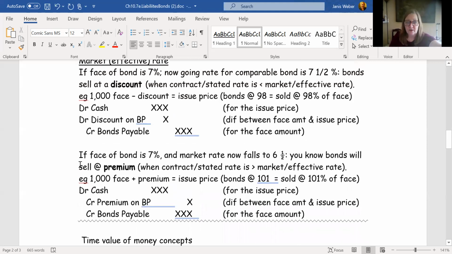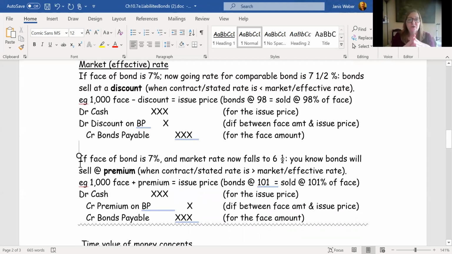Here's one other thing we didn't talk about as I was going through here. When you are selling a bond for a premium or a discount, you might say, for instance, on the discount, we issued bonds at 98. That means we issued them for 98% of their face amount. So if it were $100,000 worth of bonds and we issued them at 98, that means the issue price, or the cash we got, was $98,000.